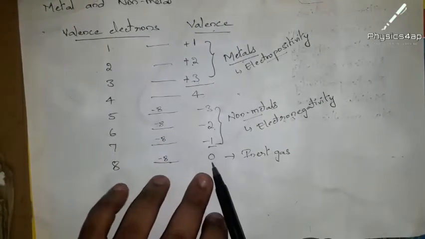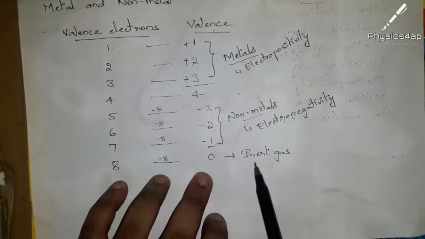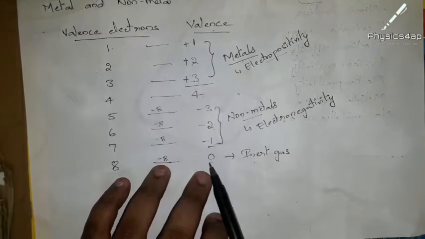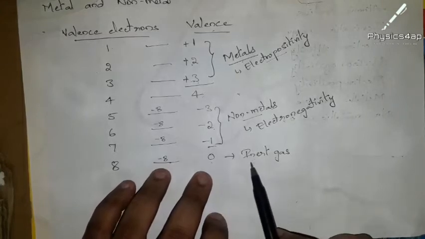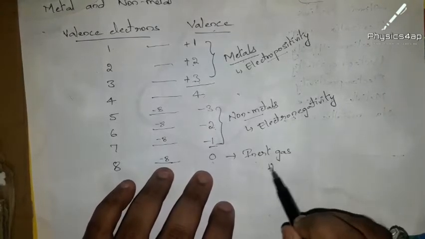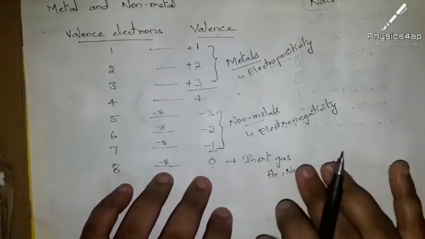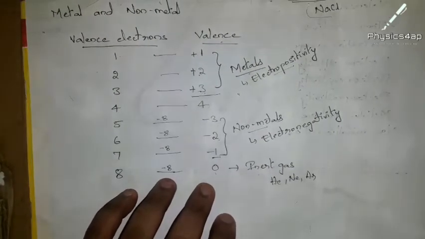Next, coming to 0, last, are the inert gases. As the valency is 0, it doesn't have any combining capacity. So inert gases like helium, neon, argon, krypton, xenon won't combine with any of the elements.